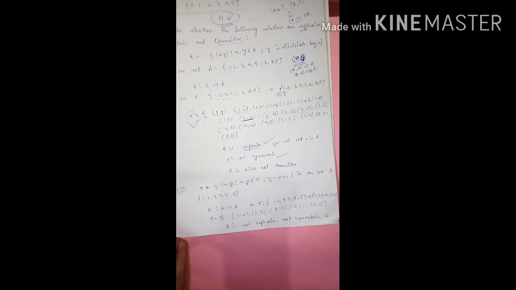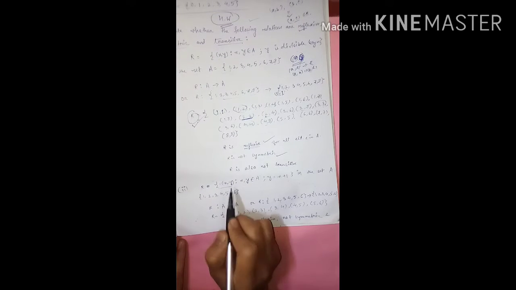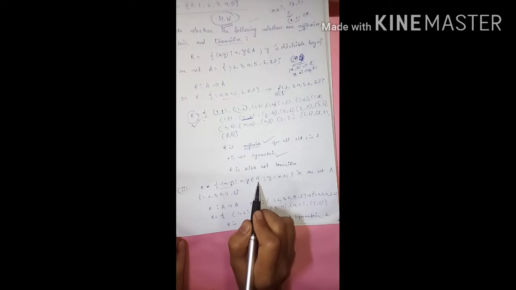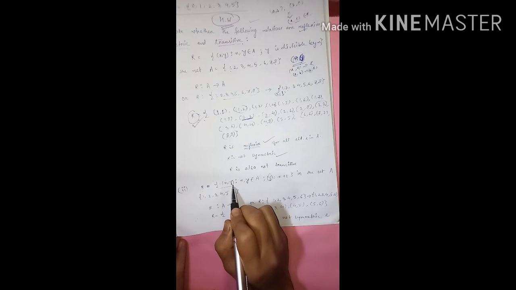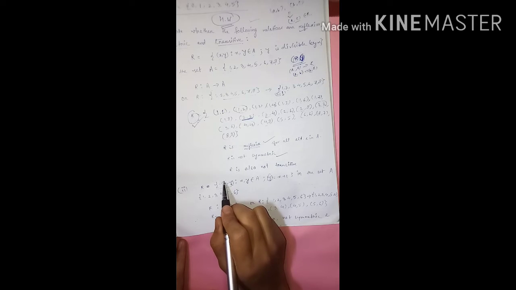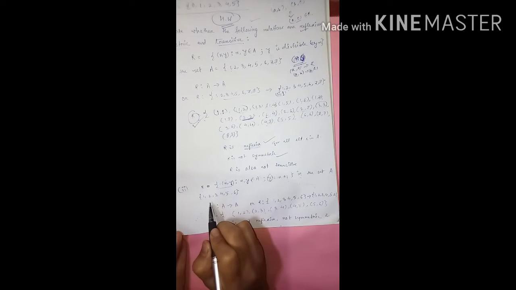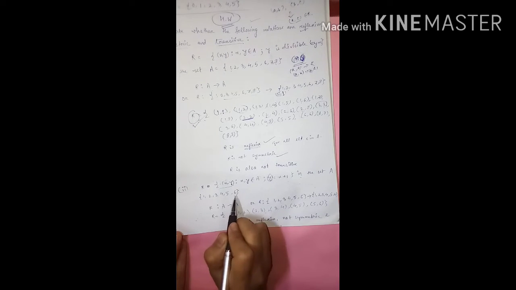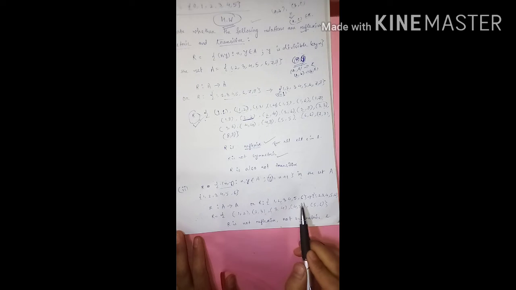Now the second question, question number 2. R equals (x, y) belongs to A, y equals x plus 1. The second element is equal to the first element plus 1 in the set A, and A is given as 1, 2, 3, 4, 5, 6. Now the relation R goes from A to A, or R goes from 1, 2, 3, 4, 5, 6 to 1, 2, 3, 4, 5, 6.